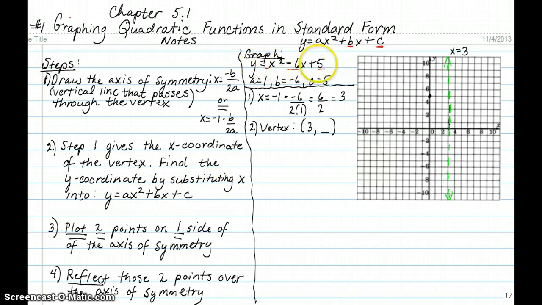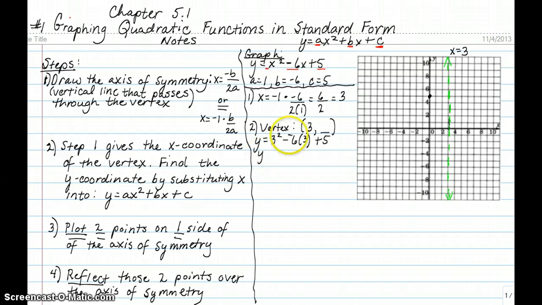So we substitute into this equation. So y equals a is 1. So we can put the 1 in, but we don't have to. X is 3 squared. You can put the 3 in parentheses if you want. It's not necessary when the number is positive. It is necessary when the number is negative. Minus 6 times, here's your x, which is 3, plus 5.